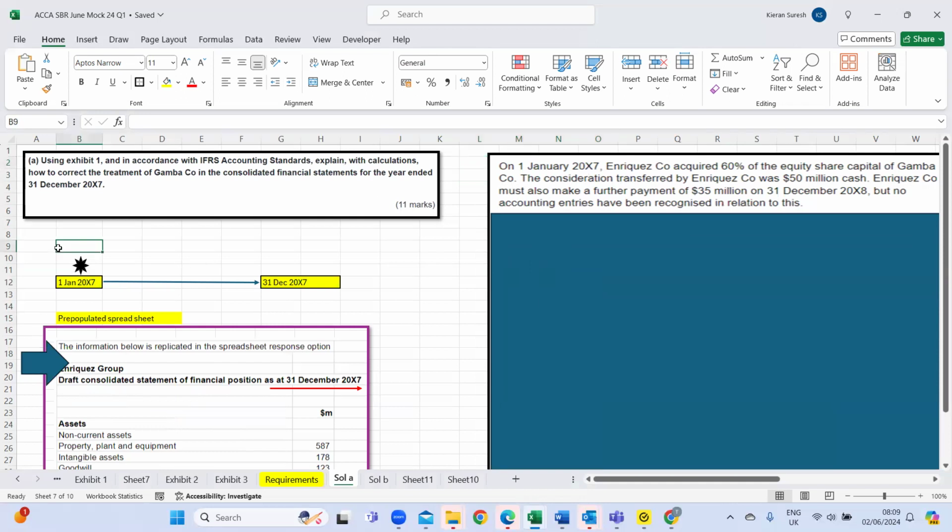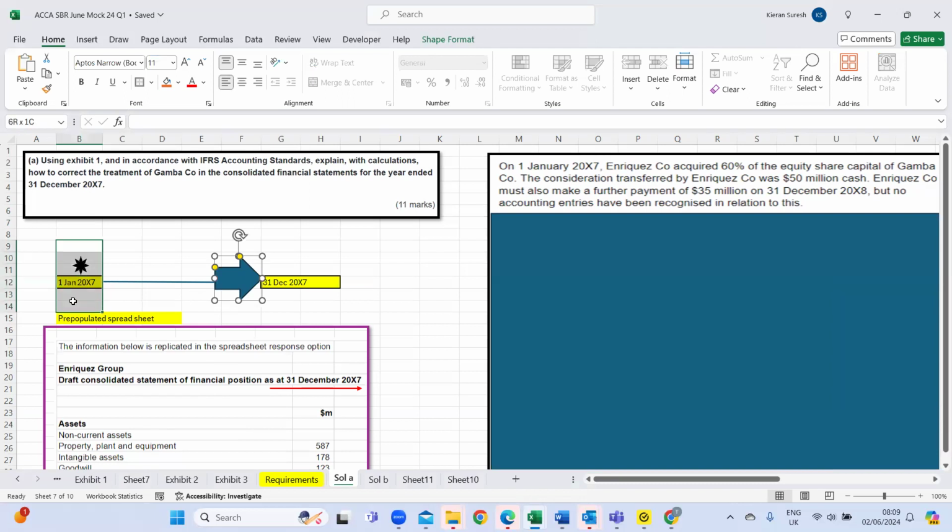But that information itself would not be sufficient for you to complete the pre-populated spreadsheet. Why? You are preparing the pre-populated spreadsheet for this day, 31st of December 17. So after you complete the initial recognition, which is the goodwill and all the other workings, thereafter you need to consider what other adjustments need to be taken for the next 12 months. So that needs to be considered.